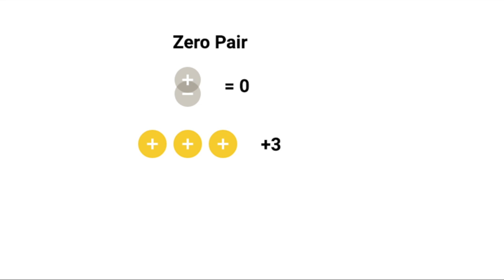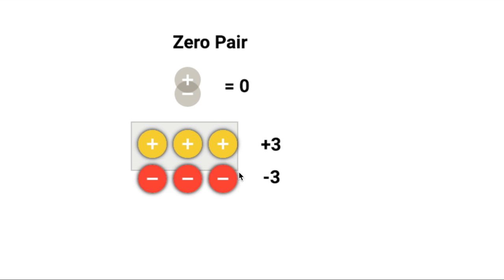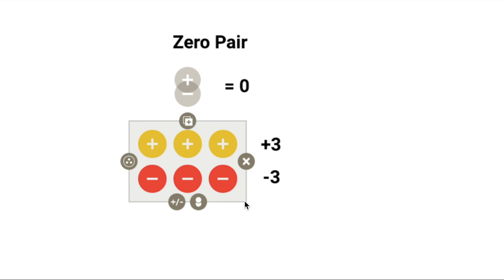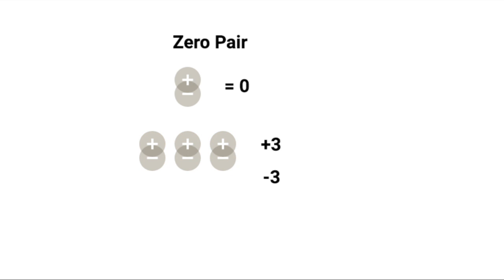If they have a matching negative value, then when you combine them, they make individual zero pairs. So 3 positives and 3 negatives will turn into a 0.